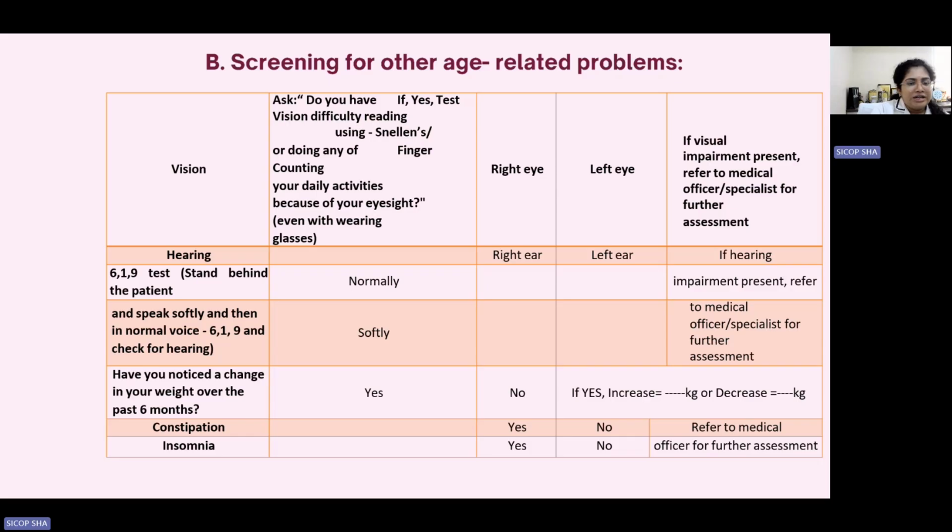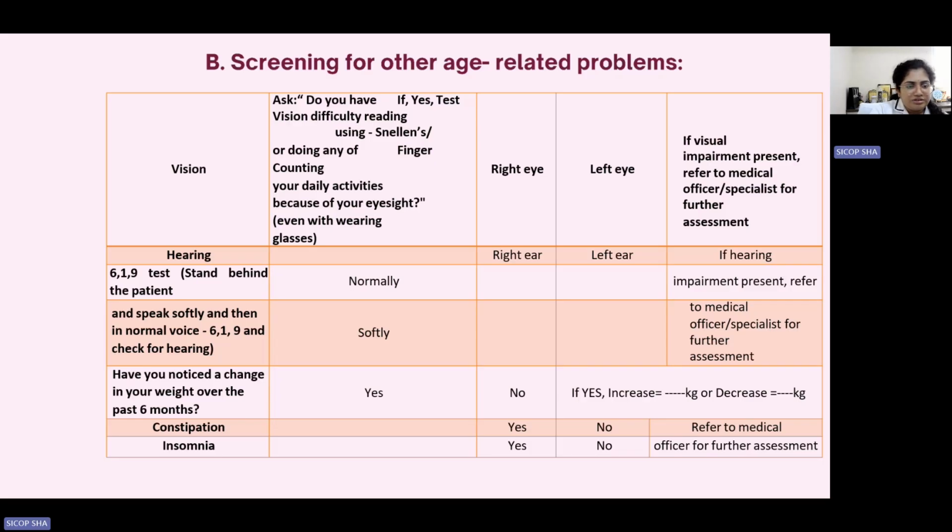Again, for hearing, right and left ear, if hearing impairment is there, refer to the medical practitioner, ENT. That is the whisper test: stand behind the patient and just speak normally. Speak slowly, softly, and then in normal voice, 1619, and check for hearing. Softly, you have to just say 1619. If they are not able to hear, then the patient is having some hearing difficulty.